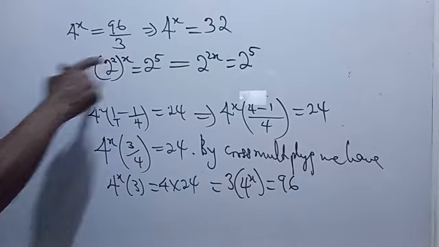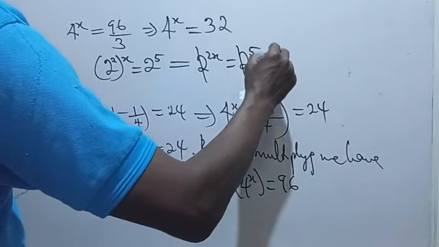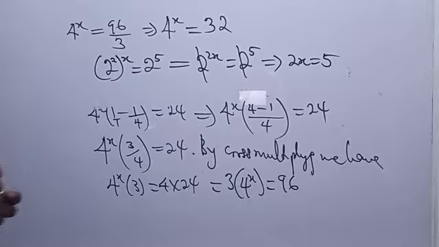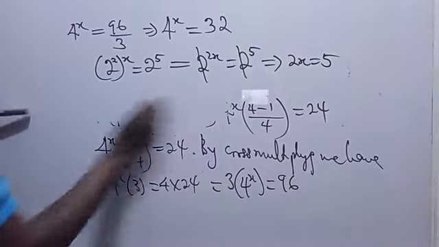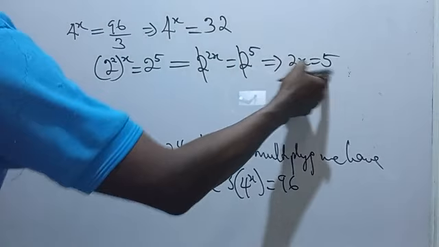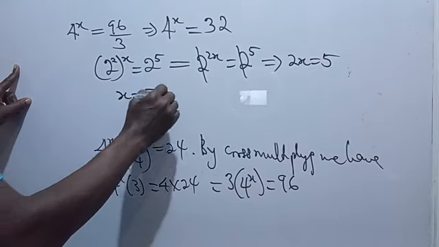When you expand this, the base 2 we cancel on both sides. You have 2x is equal to 5. I hope you get that. Beautiful. So 2x equals 5. Now how do you get x? Divide both sides by 2. Therefore, x is equal to 5 all over 2.